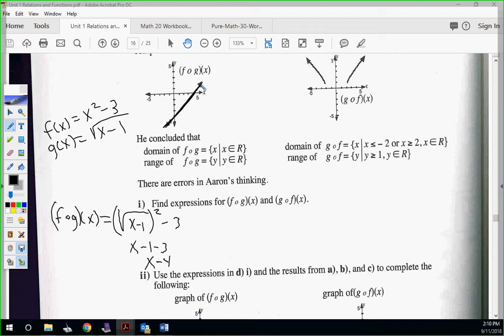Okay, let's do g of f over here so we see what that looks like. So g of f, that means x squared minus 3 is plugged into the x minus 1, which makes it the square root of x squared minus 4. No, you can't square root those separately. They're connected. It's got to stay like that. So that right there is your g of f.